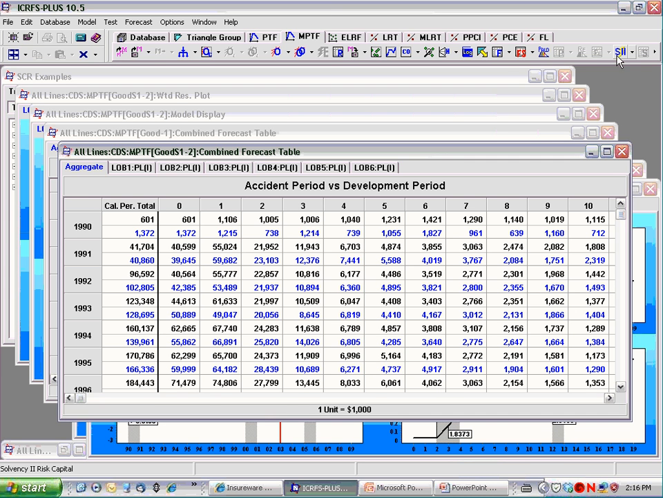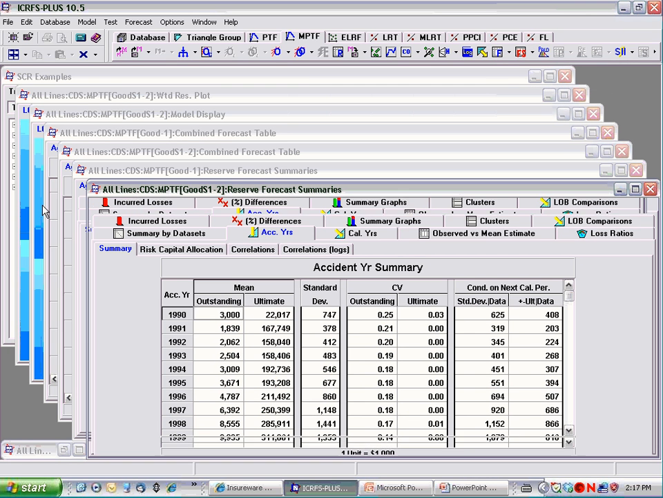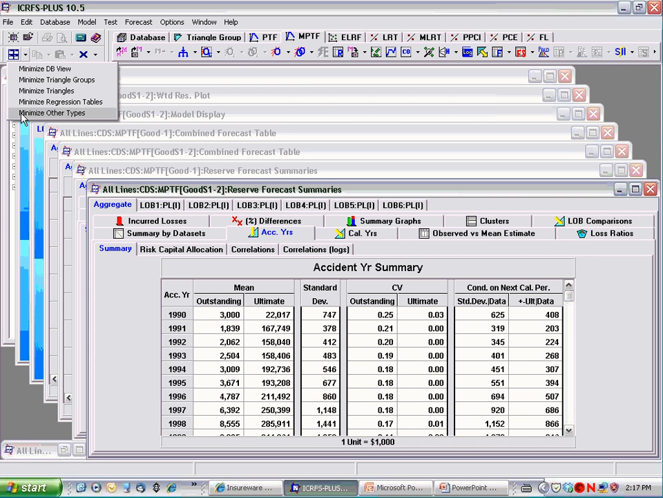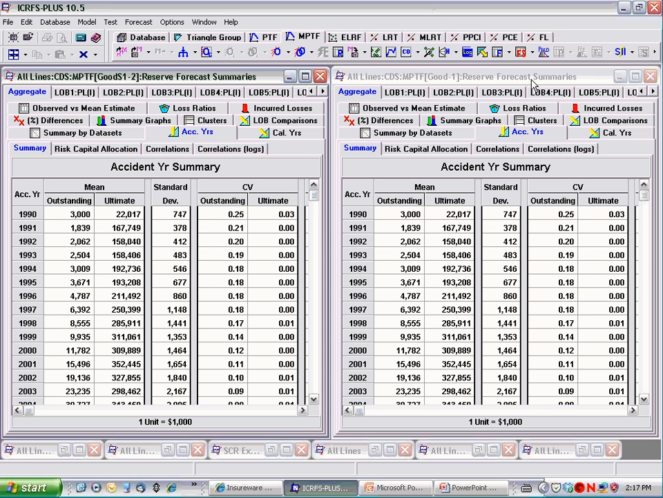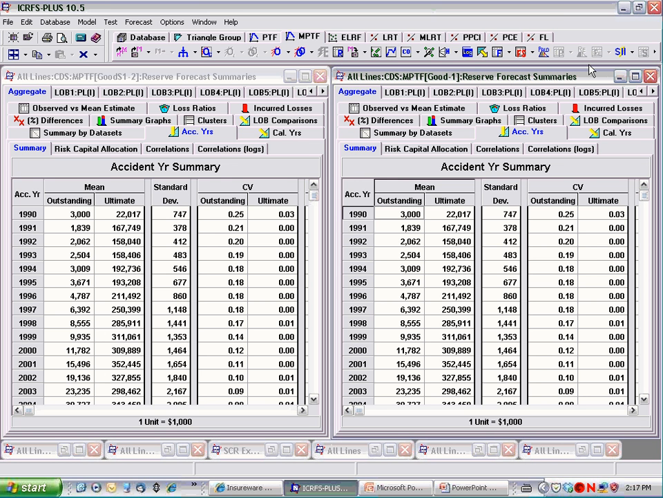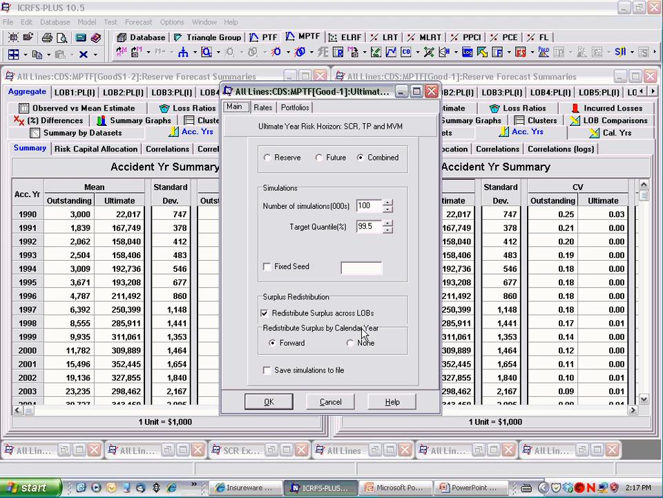Okay, so I'm going to do the simulation twice. But this time, let me look at the forecast summaries again. And it's a different button. So let's do it for run 1 of model good. And downward arrow, ultimate year risk horizon metrics, reserve. Let's use the same fixed seed: 1, 2, 3, 4, 5.